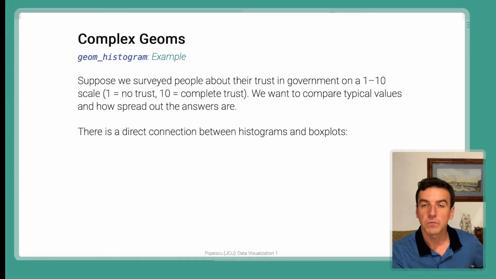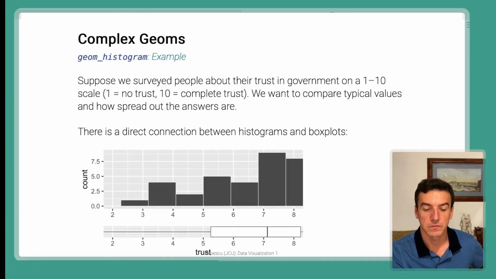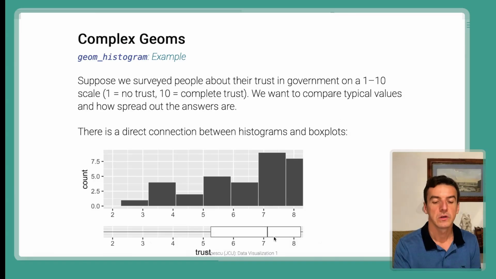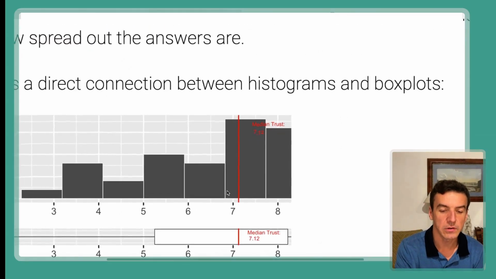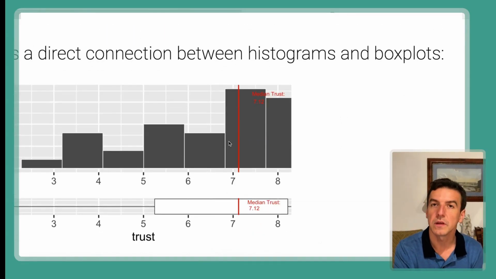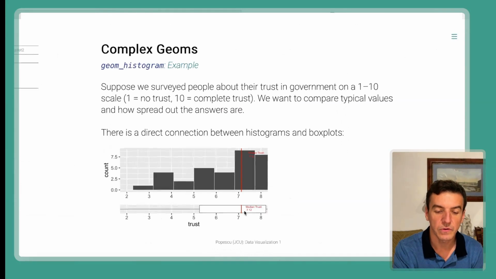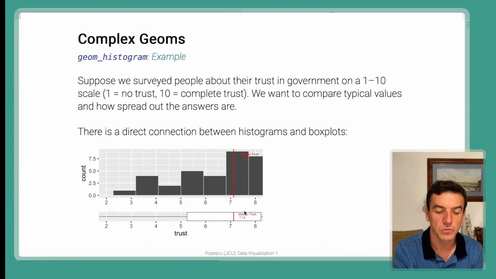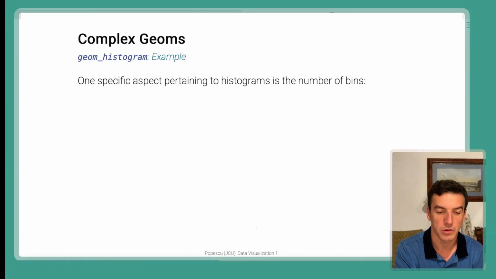Okay. As you might imagine, there is a very close connection between histograms and box plots. Here it is. So we have our data set represented as a histogram, and we have our data set represented as a box plot, obviously reversed. So here is the median, both in a histogram and a box plot format. So both of these things show you, in a way, the distribution of our variables. So there is a very close connection between histograms and box plots.